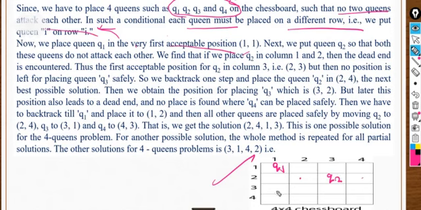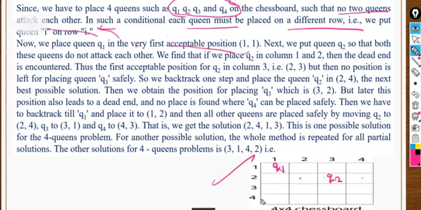So how many possibilities are there for queen 3? One more thing: we have to align all the queens in separate rows. That makes one thing clear by default, that no queen will be in the same row, but we have to take care of the column and the diagonal, right? That's why we have taken this 4x4 chessboard.